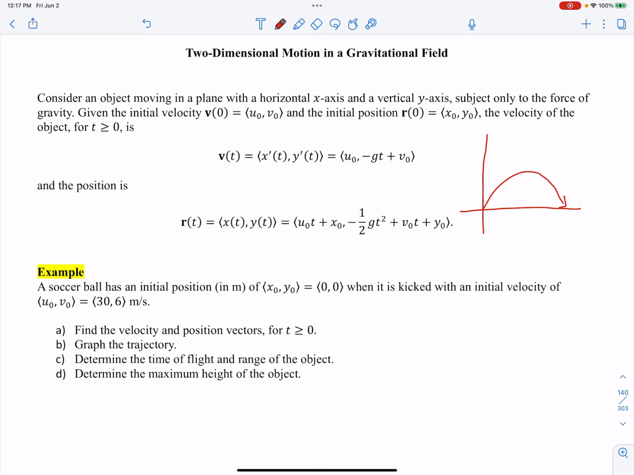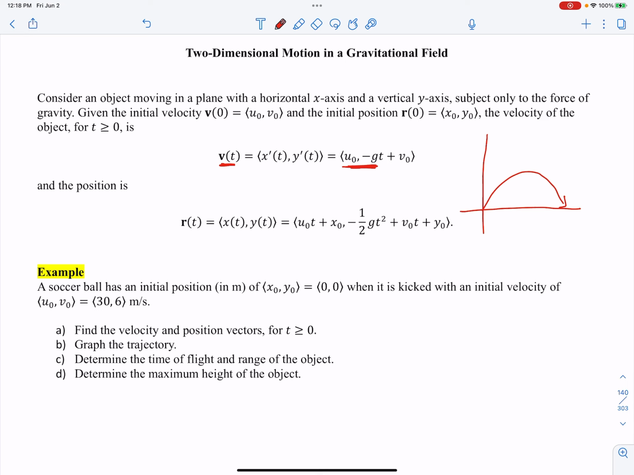Okay, so consider an object in a plane with a horizontal x-axis and vertical y-axis, like what I just wrote. The only force is gravity. Given an initial velocity described as a vector, so how fast is it going to the right, how fast is it going up, and the initial position, we have the velocity of the object for t greater than or equal to 0. Velocity is described as the initial velocity minus gravity with respect to time, and this v naught is just your initial velocity vector.